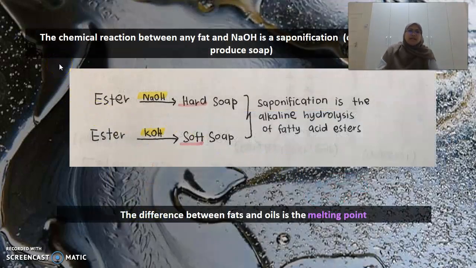Next, the chemical reaction between any fat and sodium hydroxide is a saponification, the same as the previous, which is the chemical reaction that produces soap. We can see ester, if we add sodium hydroxide, becomes hard soap, and ester with potassium hydroxide becomes a soft soap. Saponification is the alkaline hydrolysis of fatty acid ester. And the difference between fat and oil is the melting point, where fats are solid at room temperature, which is 20 degrees Celsius, whereas oils are liquid at room temperature. Both fat and oil are in the class of compounds called triglycerides.